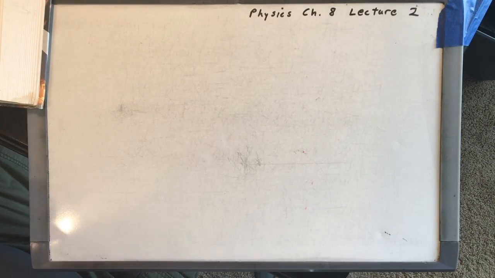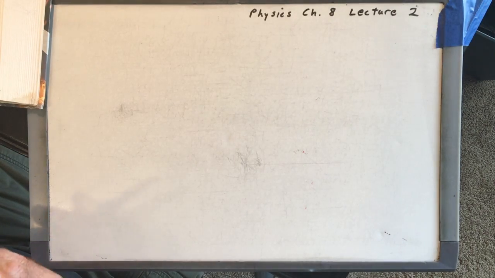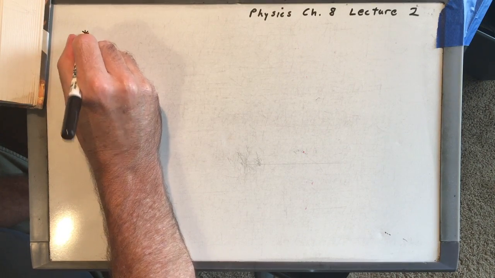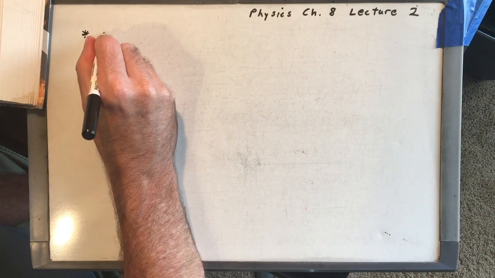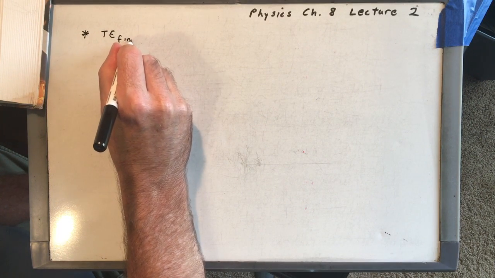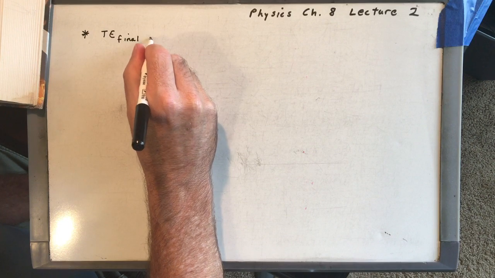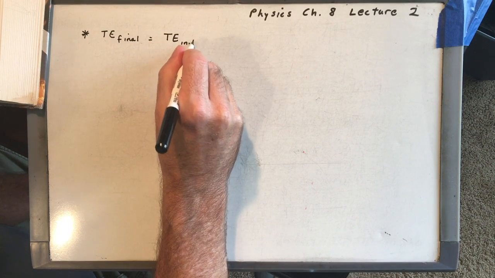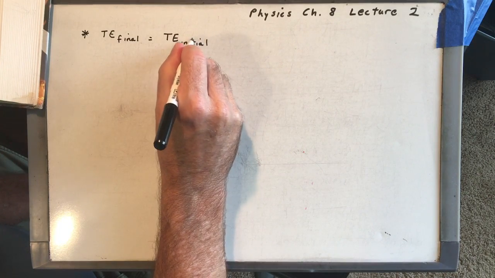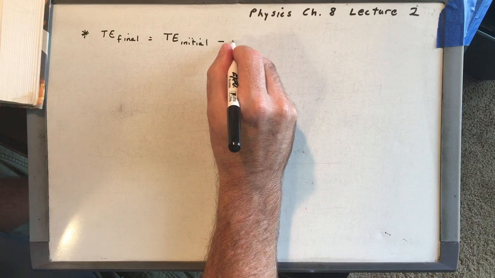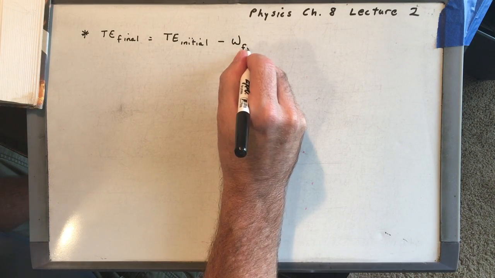So the energy equation involving friction. This is what we're going to use on all of our problems for this lecture, almost all of them. And that is total energy final is equal to the total energy initial, and I'll use F and I from now on, minus the work done by friction.